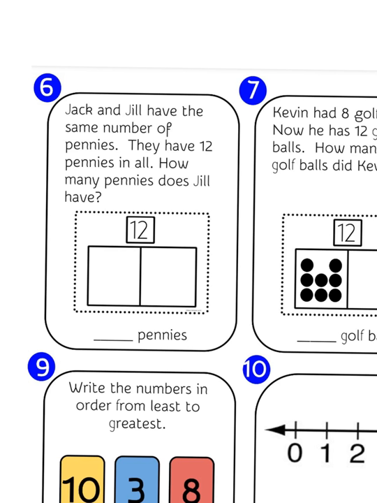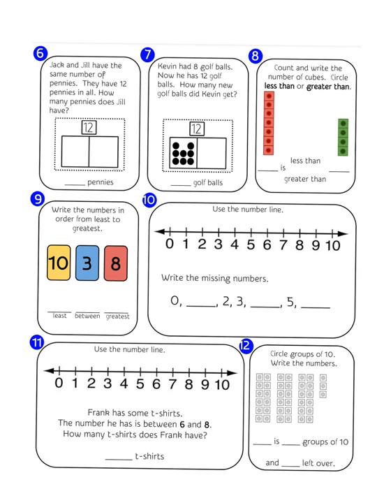Remember, boys and girls, they have the same number of pennies. So Jack has some pennies and Jill has some pennies. They want to know how many does Jill have. Pause your video and write your answer. Moving on, we are on number 7.